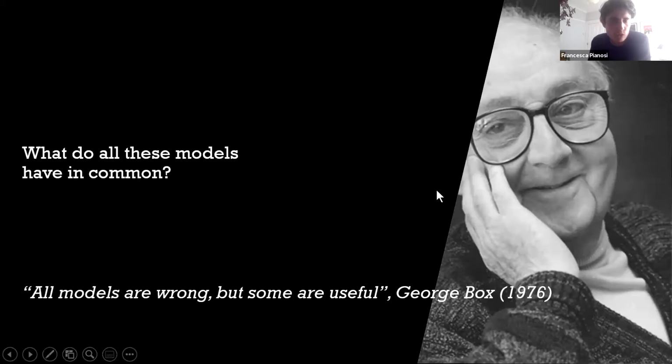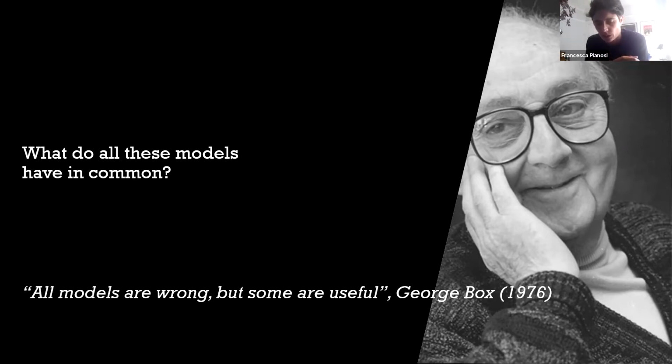What is it that all these models have in common? I'm using a quite famous quote by the statistician George Box, who famously said that what models have in common is that they are all wrong. But hopefully some of them are useful, or at least can become useful if used in an appropriate way. This is somehow part of the effort that we are doing with our research to make models more useful.